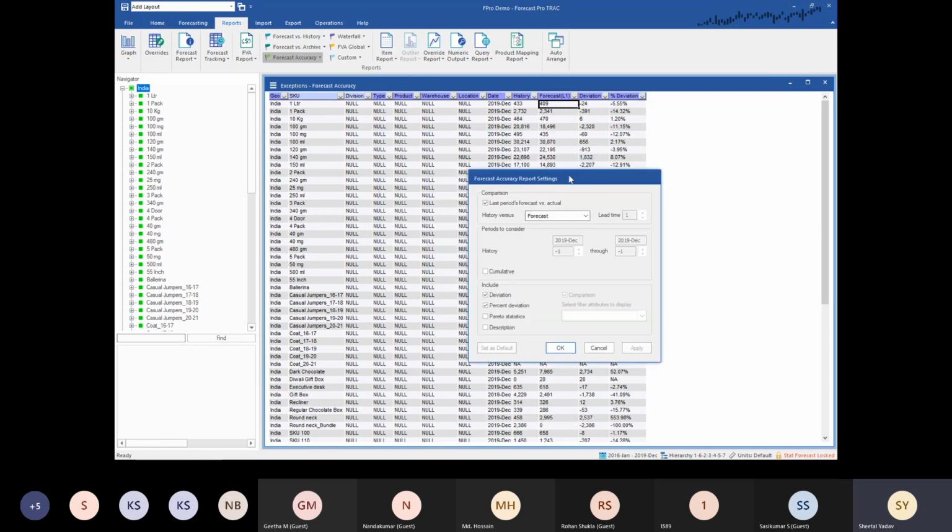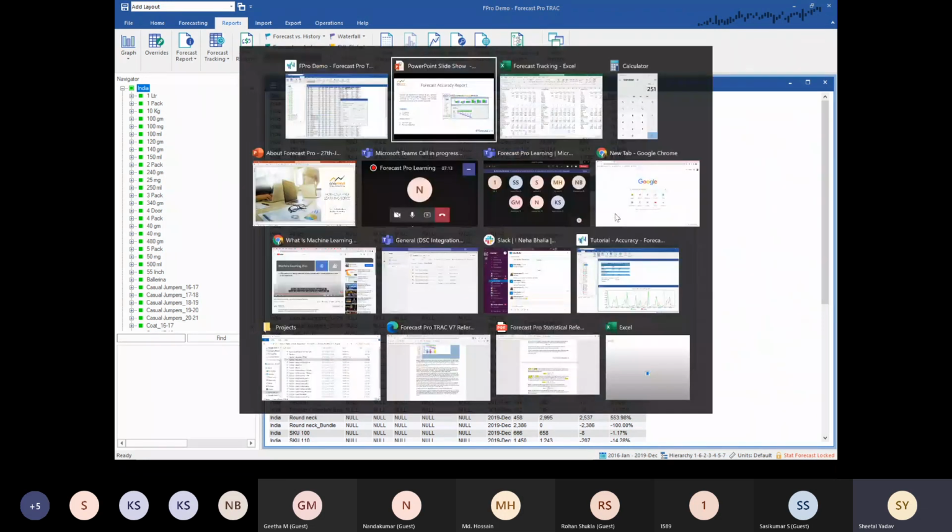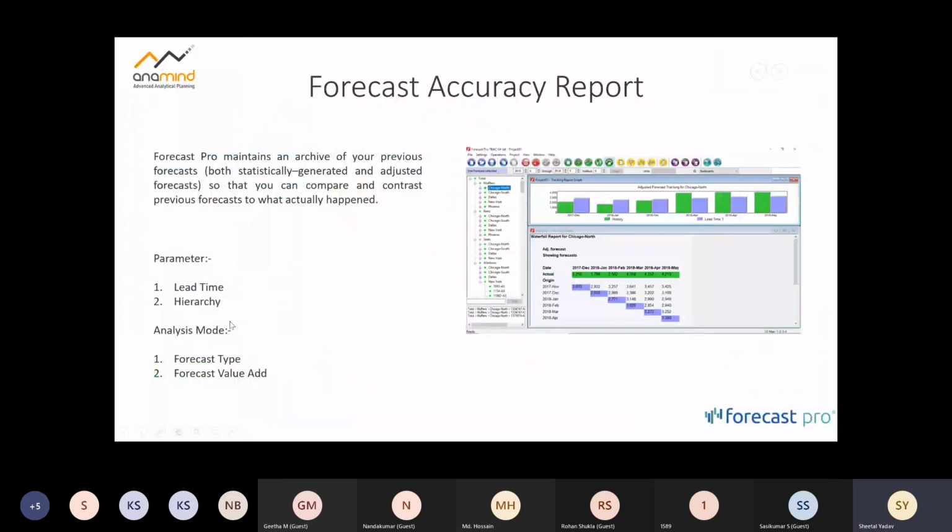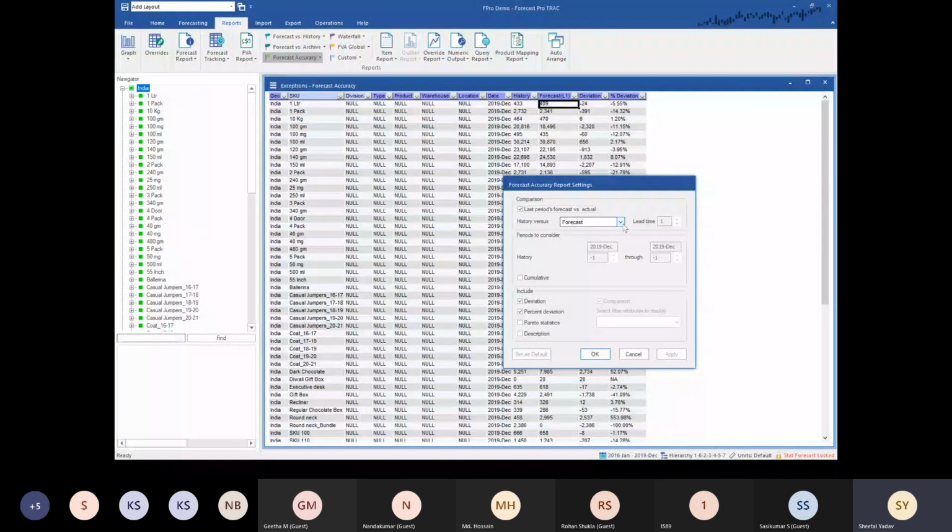Now, if I go to the setting part, which was my second component, I've covered the lead time and hierarchy, but I wanted to now cover the forecast type. So what do I want to compare my historical sales data with? Do I want to look at my sales data or my statistical number? Or is there anything else? So I can do that. I can change my lead time.